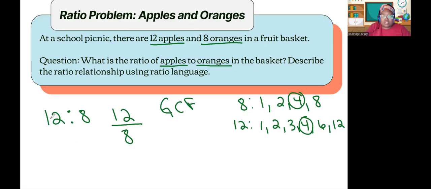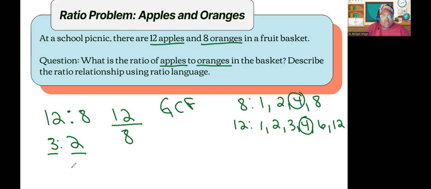So 12 divided by 4 will become 3. And 8 divided by 4 will become 2. So this is our simplest form for this ratio. And if we were to use ratio language, we could then say, well, for every 3 apples, there are 2 oranges.